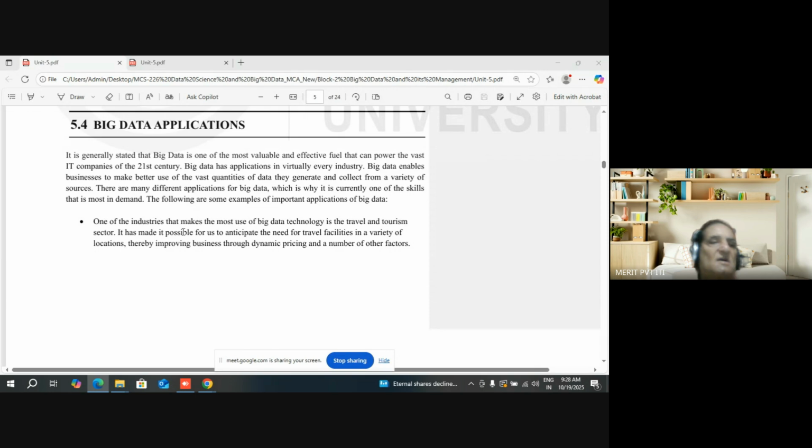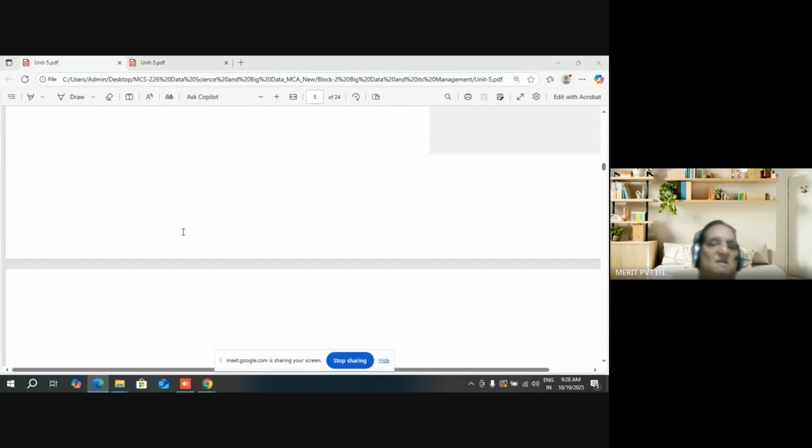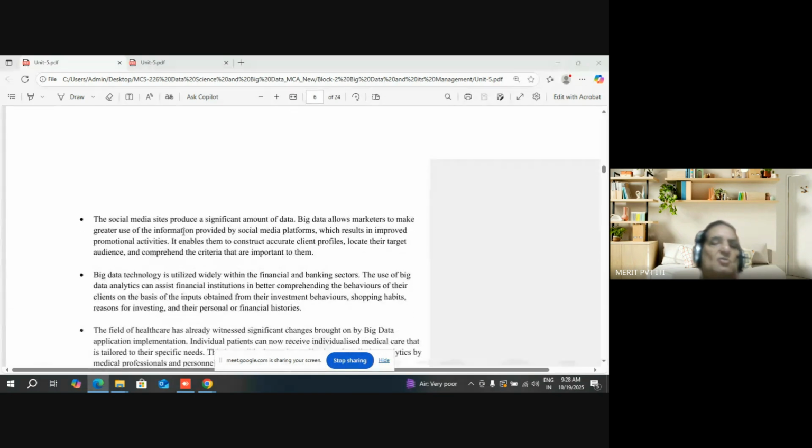So now it's good. One, it can create mixing of the foreign population with the Indian population. That is one. Second is monetary benefits. If there are so many tourists coming, the foreign currency comes into India, and that money is spent by the tourist in India, so that helps growth of the financial status of the country. That means social media sites produce a significant amount of data.